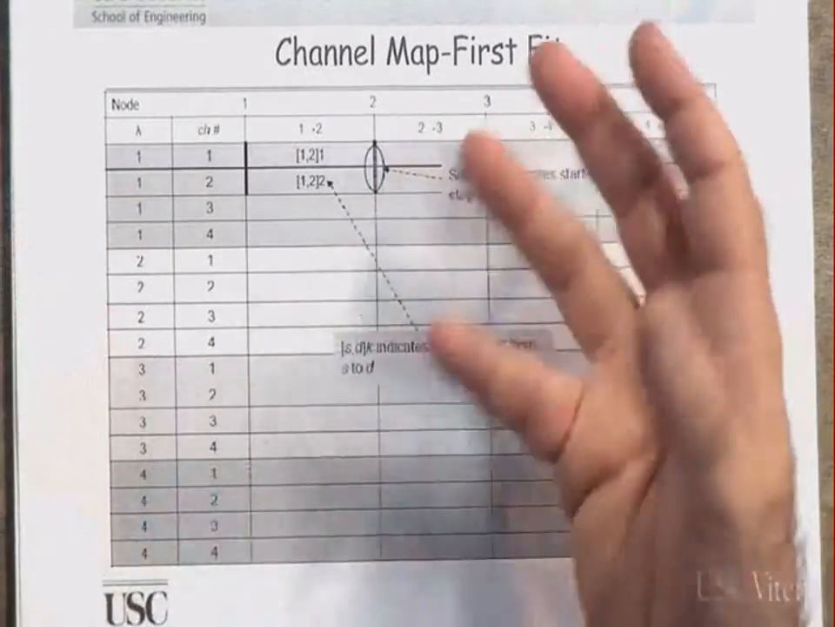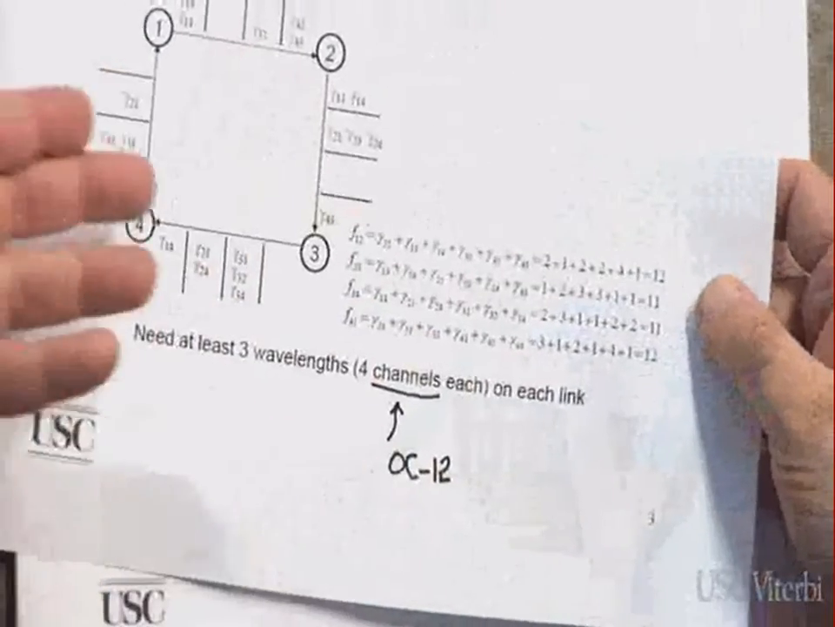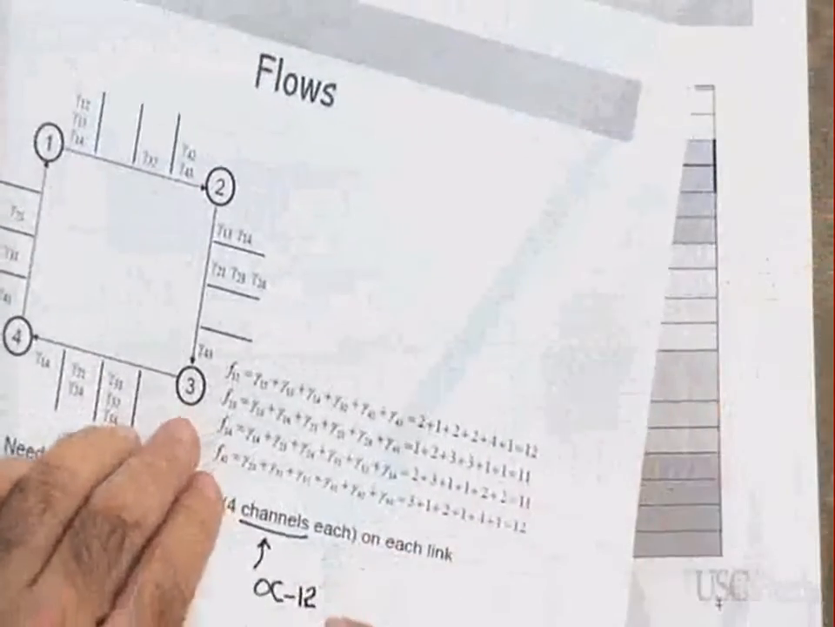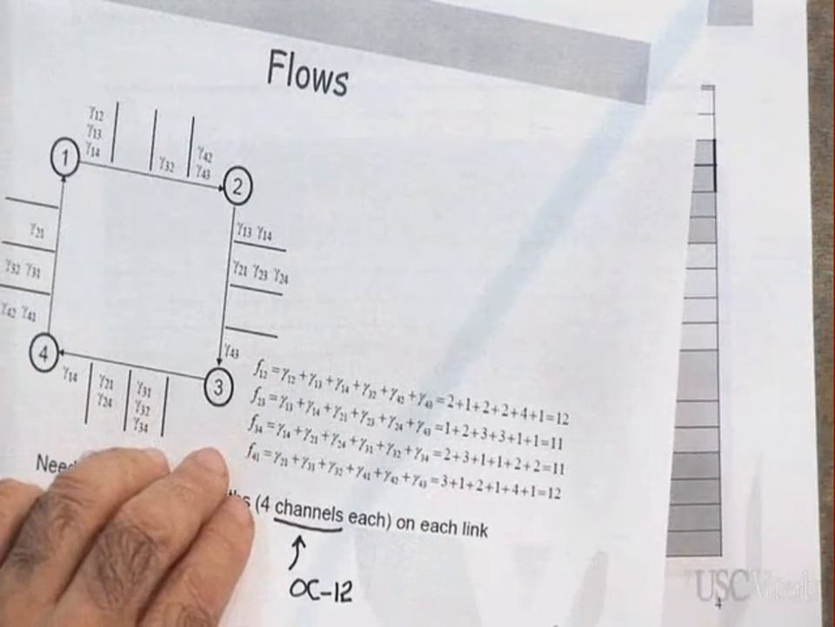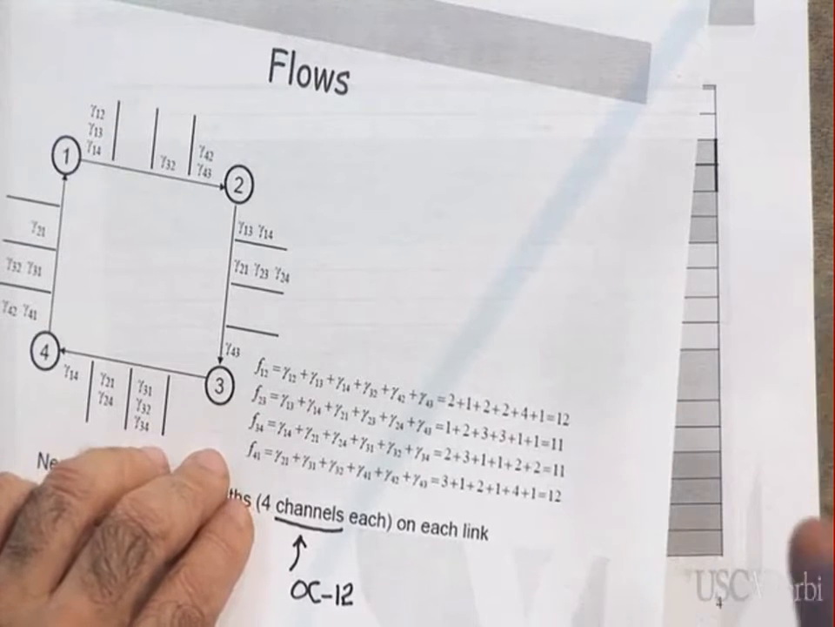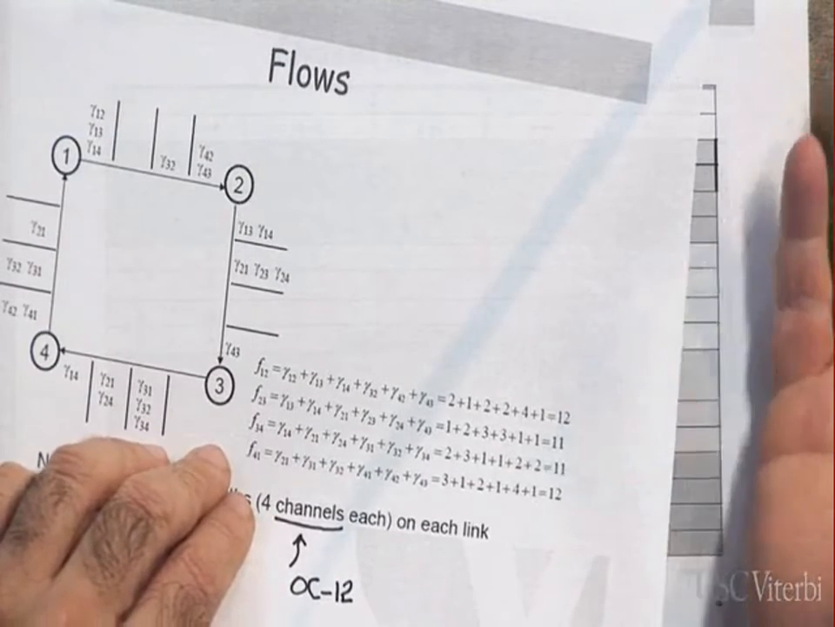The question is: how are you going to assign all of these channels such that you require the minimum number of wavelengths and also the minimum number of ADMs, added drop boxes? Did you get my point?